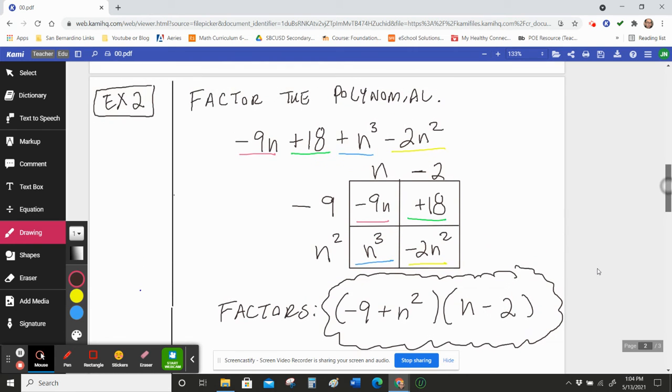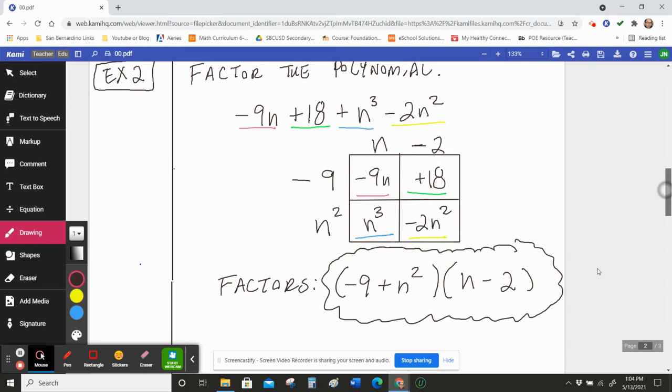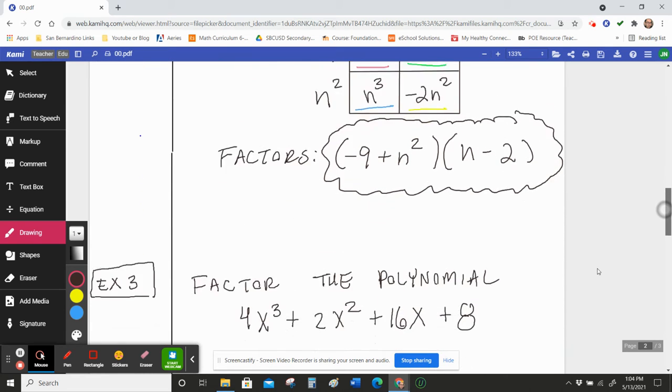So if it bothers you, you could always rewrite it in descending order first and then do the box, but either way, it'll work out if you just check your box, okay?